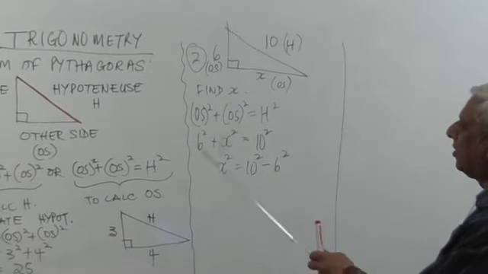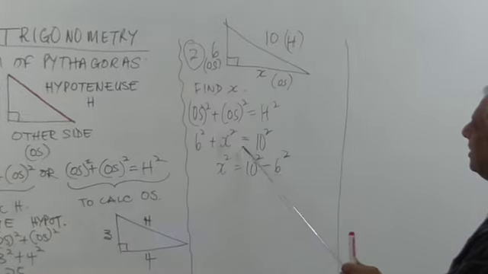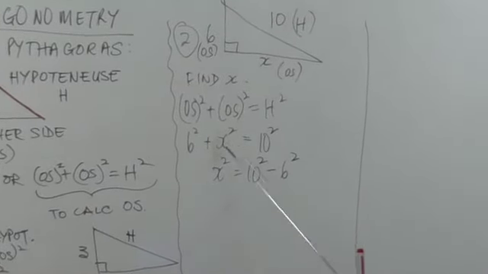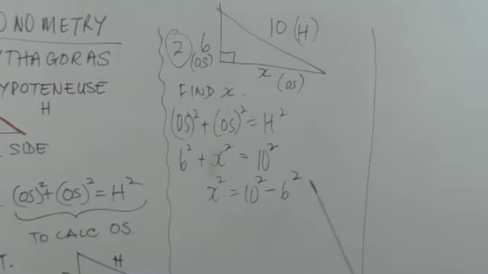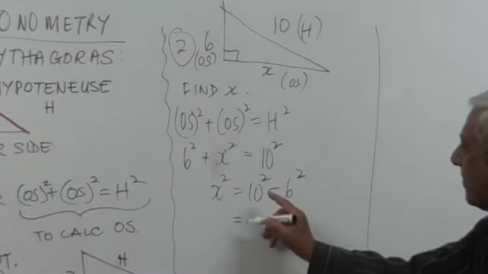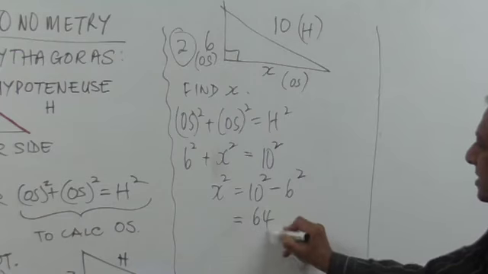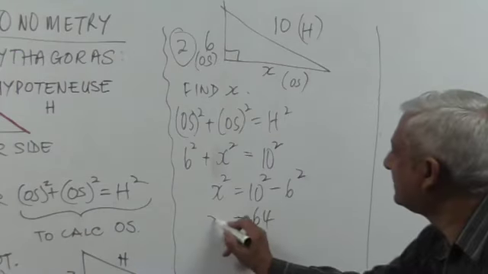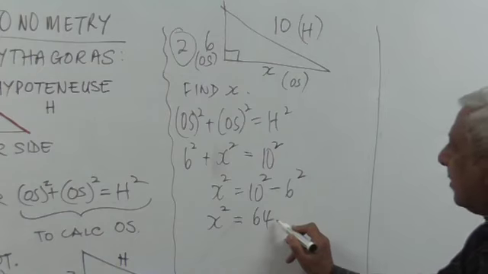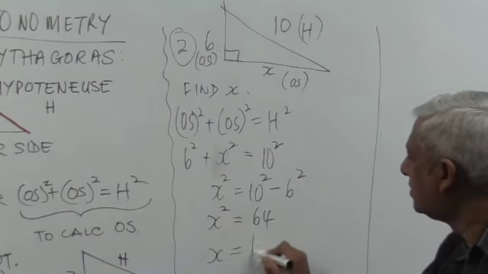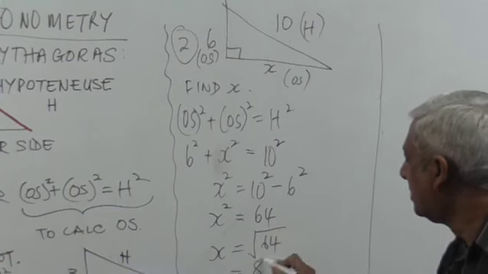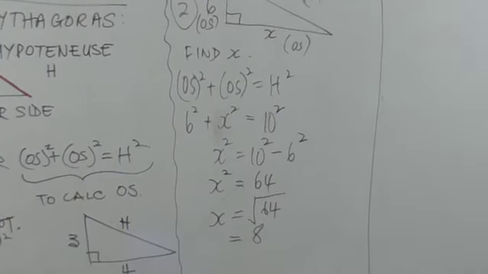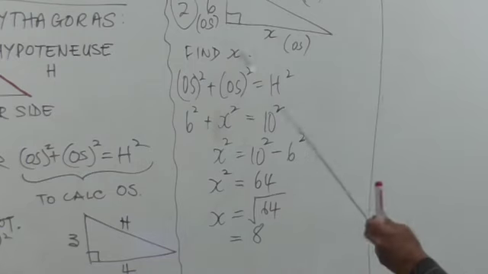You must know your equations. You must also know equations if you're learning trigonometry. X squared is equal to 10 squared minus 6 squared. Put that in the calculator. When you put that in the calculator, you'll get 64. Now, x squared is 64. So x is equal to the square root of 64, which is equal to 8. Alright, so those are the two kinds of questions that you're going to get in the theorem of Pythagoras.